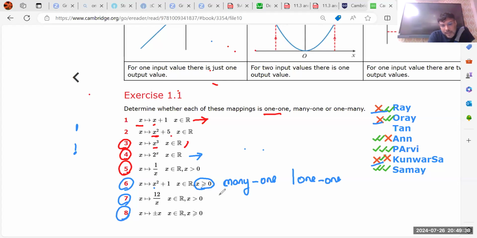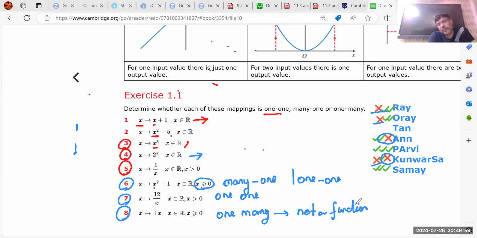Now next is 1-1. Everyone got it right. The next, Anvi. The same value will point at multiple values. So it will be 1-many. And this is not a function. This is just a mapping. They have asked the mapping, but I'm telling you additional information. This 1-many is not a function. Okay guys, थोड़ा सा clear हुआ?